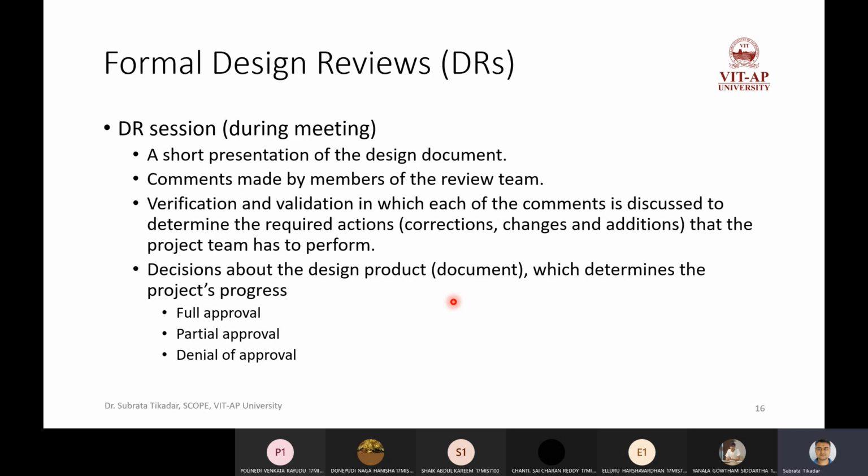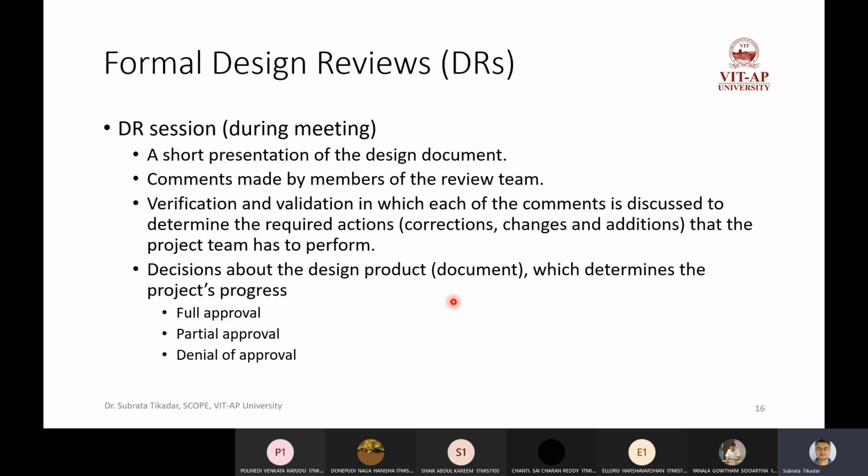A list, or a rectified list, is prepared for this project team. And then the decision about the design product document, which determines the project progress. So it then comes to the decision whether the current document is fully approved, or it is partially approved, or it is denied approval. When it is fully approved, no correction is required. So the project development team proceeds to the next phase.